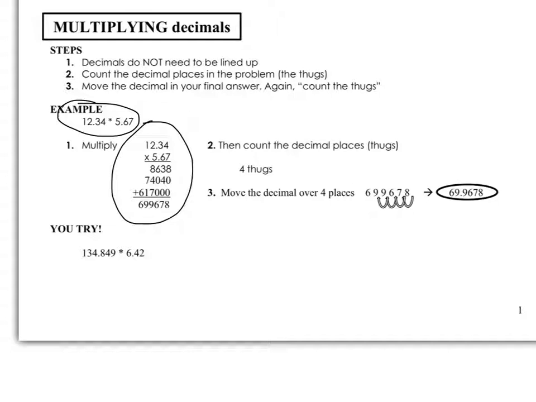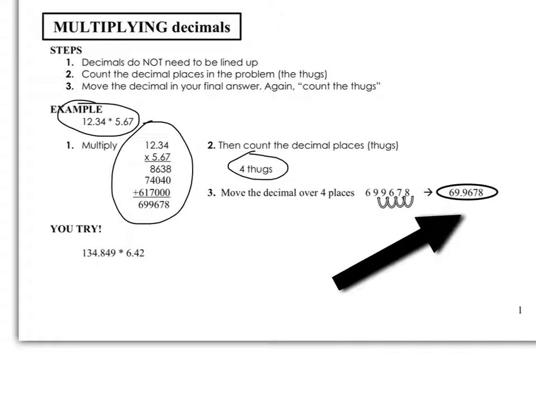And then what I need to do is count the decimal places. So in the problem originally, you can see in 12.34, there's 2 decimal places. And then you can see that in 5.67, there's 2 more decimal places. That's why I say that there are 4 decimal places, or 4 thugs, as Ms. V said. You got 4 thugs. And then as you can see right here, in this spot, this is where I've counted my thugs. Okay? I underlined 1, 2, 3, 4. I started from the 8 on the right, and I counted over 4 times. So my final answer then was this. Okay? So I moved from the 8 over to the 9, and then this is my final answer here.